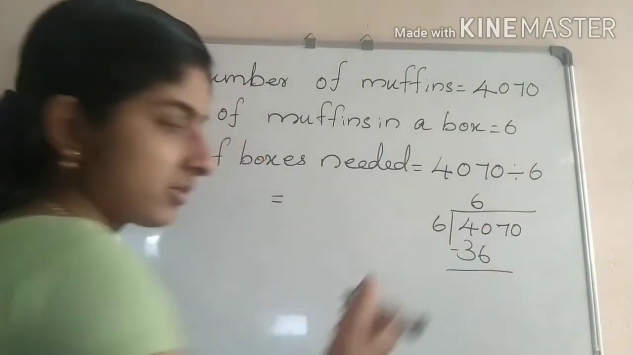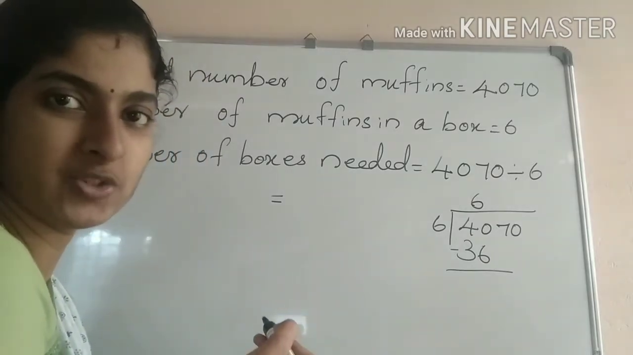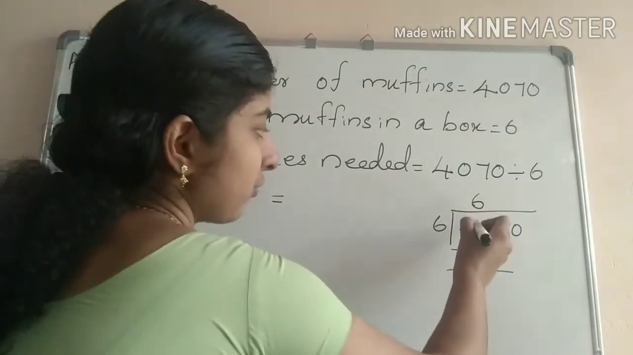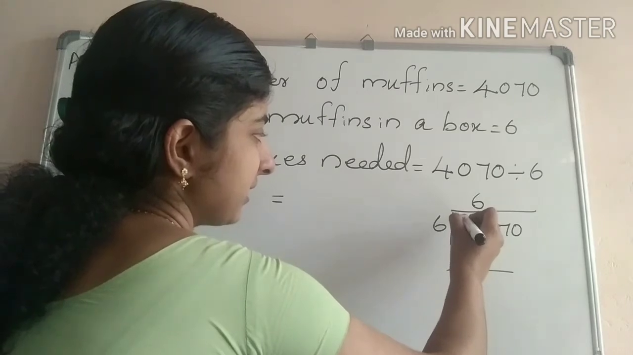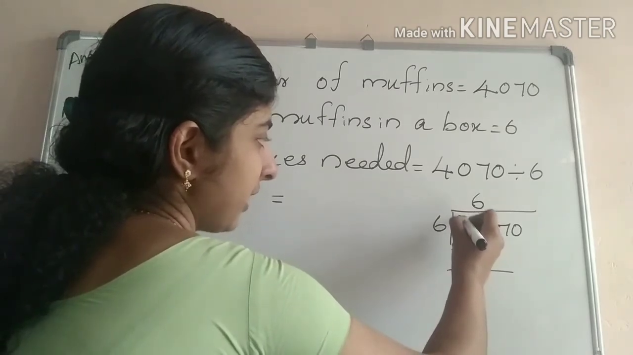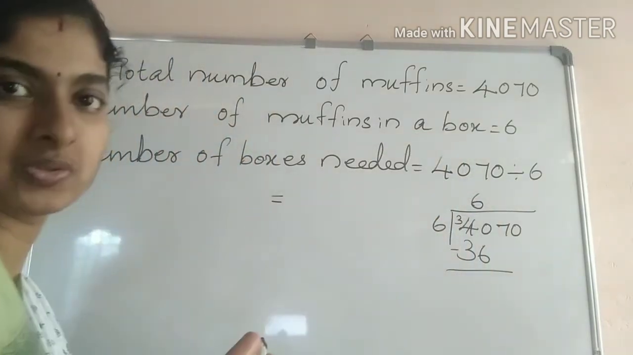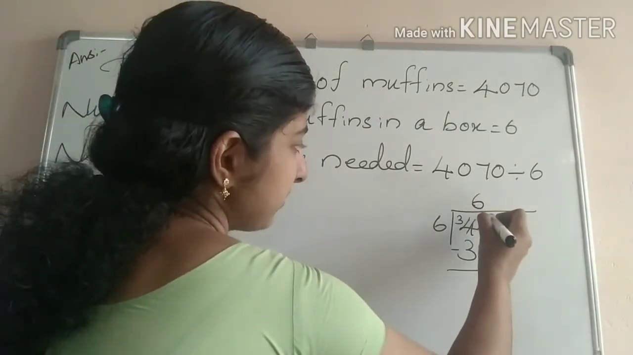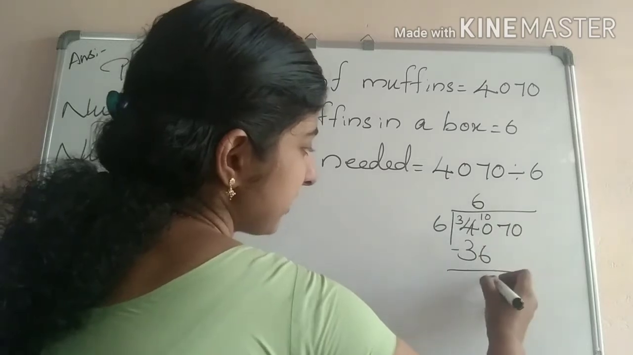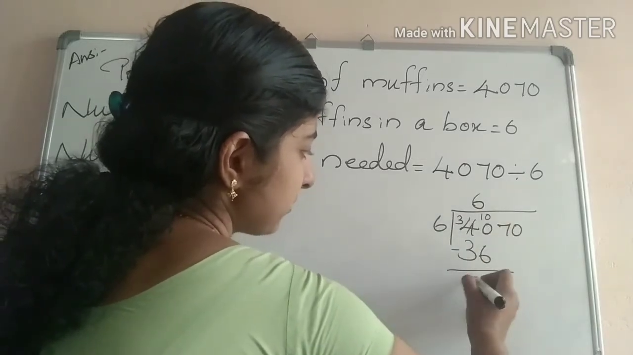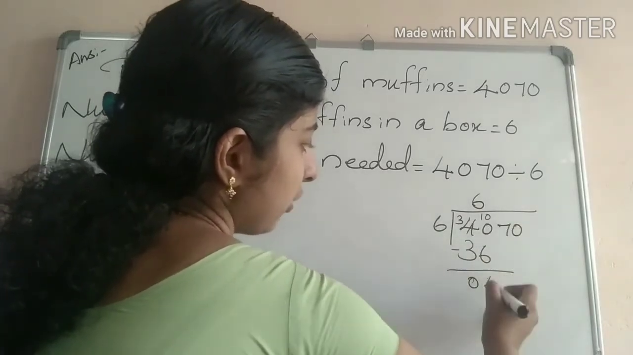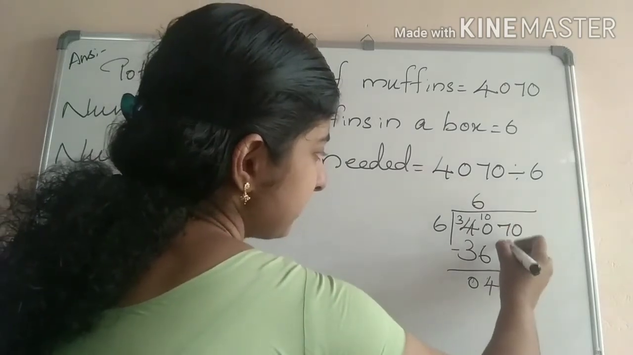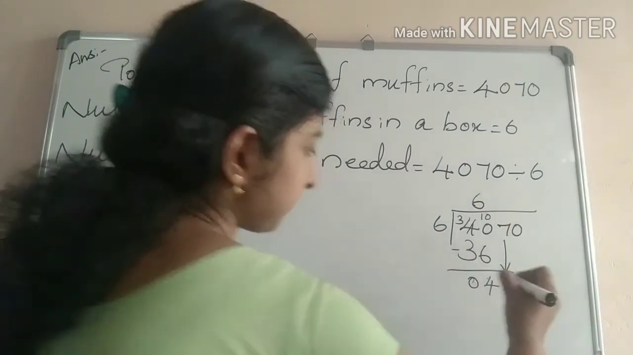0 minus 6, is it possible to subtract? No. We take 1 from the left side. Here the left side is 4. After taking 1, the number becomes 3. Then here the number becomes 10. 10 minus 6 is 4. Here 0. Then this 7 is brought down.